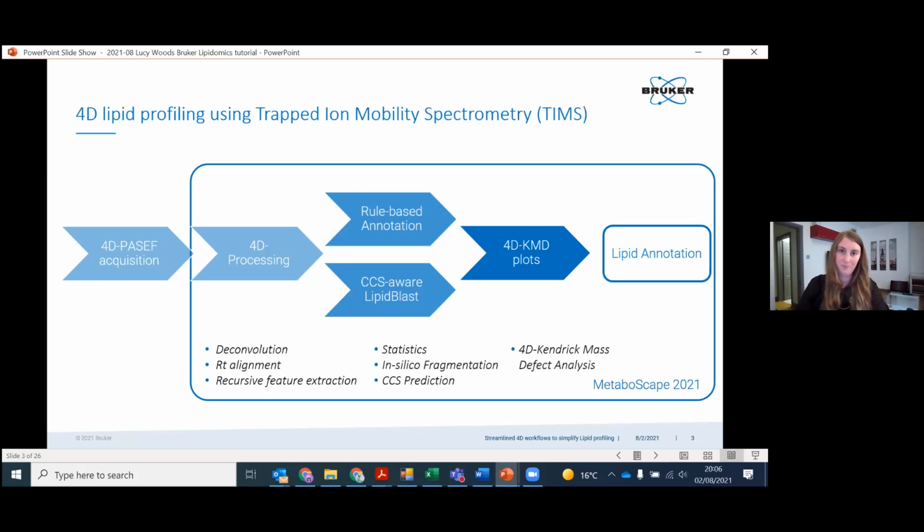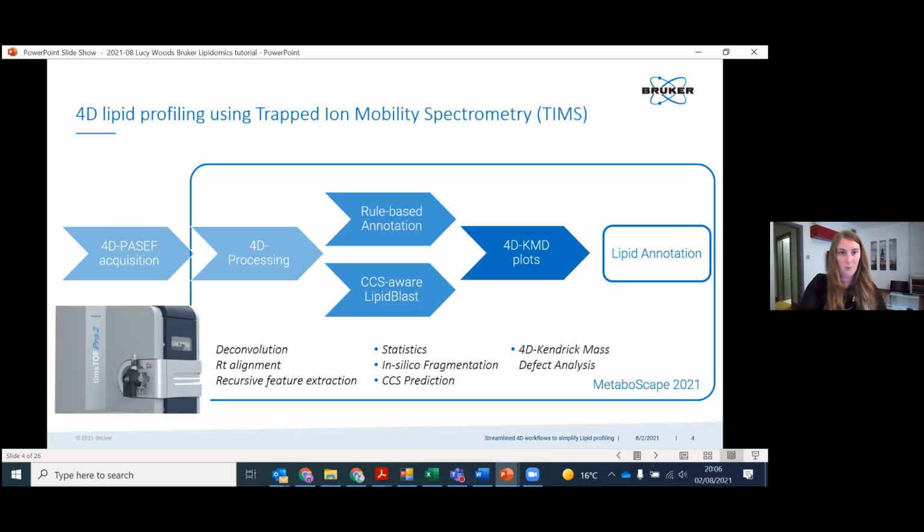lipid class. So we use what's known as a rule-based annotation, and this uses a series of rules of looking at these different adducts and fragments so that we can assign a different lipid class. And we also use CCS, which stands for collisional cross-section, which is where we utilize the mobility dimension to further characterize the lipid. And we do this on the timsTOF Pro platform. And I'm going to explain to you a little bit about how this technology works.